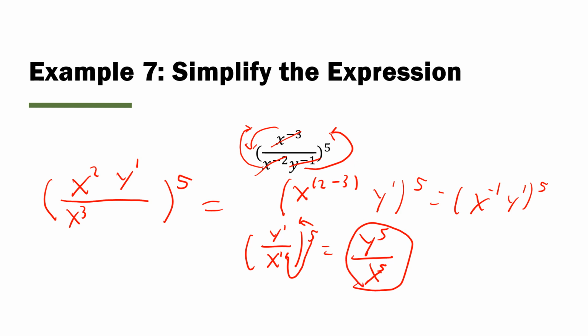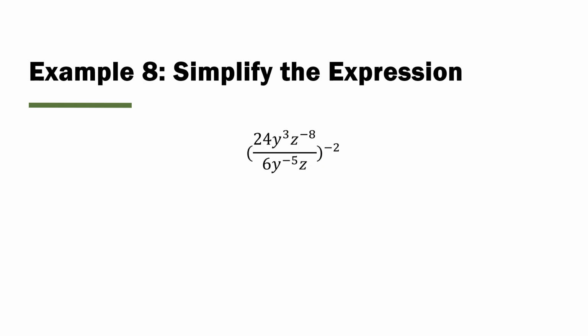So you have some freedom as far as the order of operations that you want to do, as long as you're following PEMDAS. Let's solve example 8. First, I want to address this negative 2. How can I change this negative 2 to a positive 2?